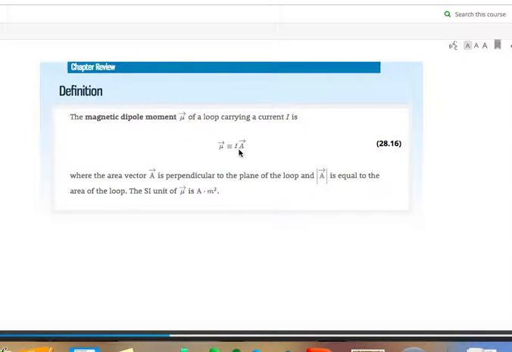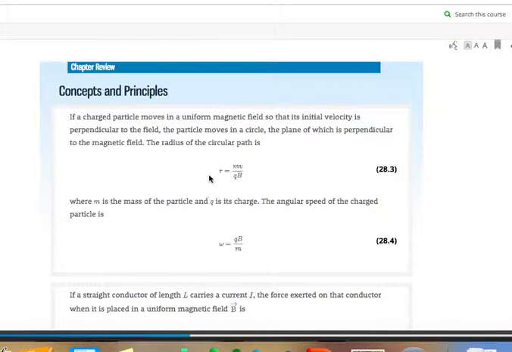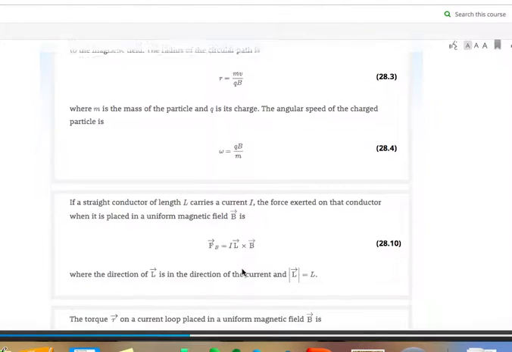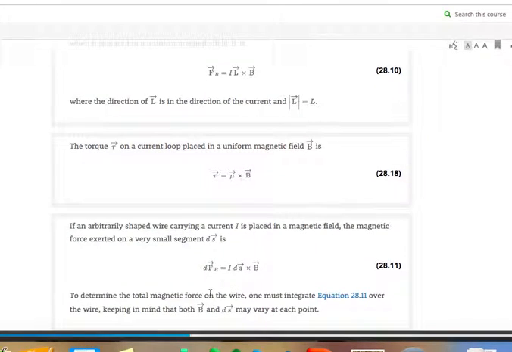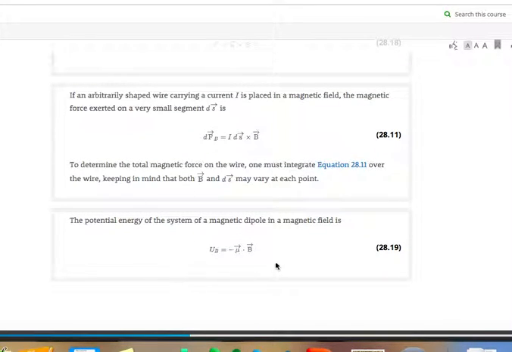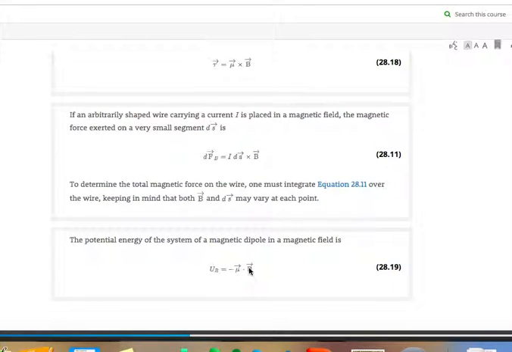This is that IA. Again, this is for a current-carrying wire. That was for a mass spectrometer, current-carrying wire, loop. Again, current-carrying wire, it's just the calculus version. Oh, and the potential energy is negative mu, which is IA, dot B. It has to be parallel.